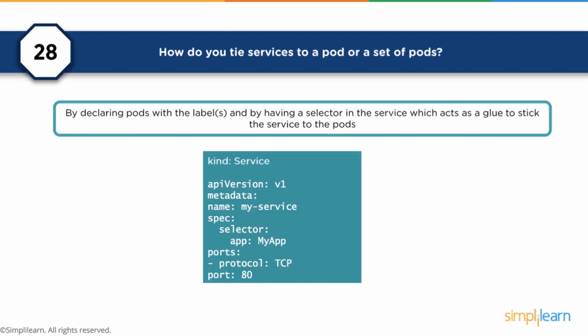So to be able to tie services to a pod or to a set of pods, you can apply labels to the actual pods themselves and then use the labels as selectors to be able to glue services to that pod. And again, we have here an example of how you'd actually do that. And again, this is one of those where you probably won't be asked to write this out, but it'd be good to have this memorized.